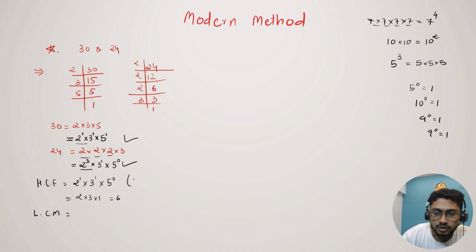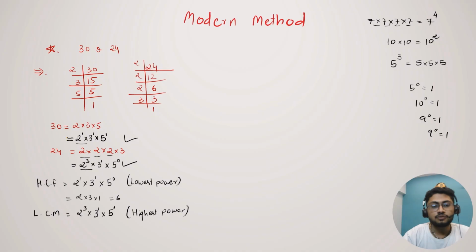Here we have to consider the lowest power. Here we are going to use the highest power. In both, 2 raised to the 3 is highest, 3 raised to the 1 is highest, and 5 raised to the 1 is highest. So here we are going to consider the highest power. This is a very interesting trick. If you have this trick in your mind, you can flex it anywhere.